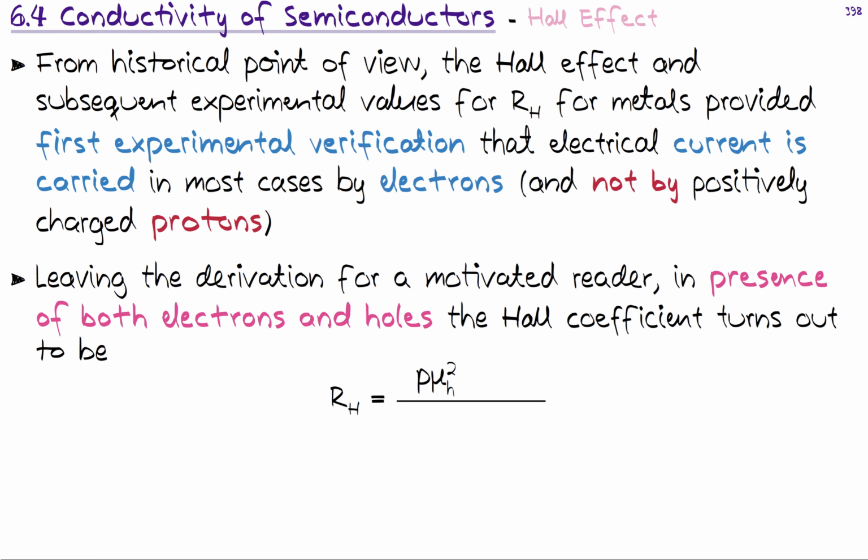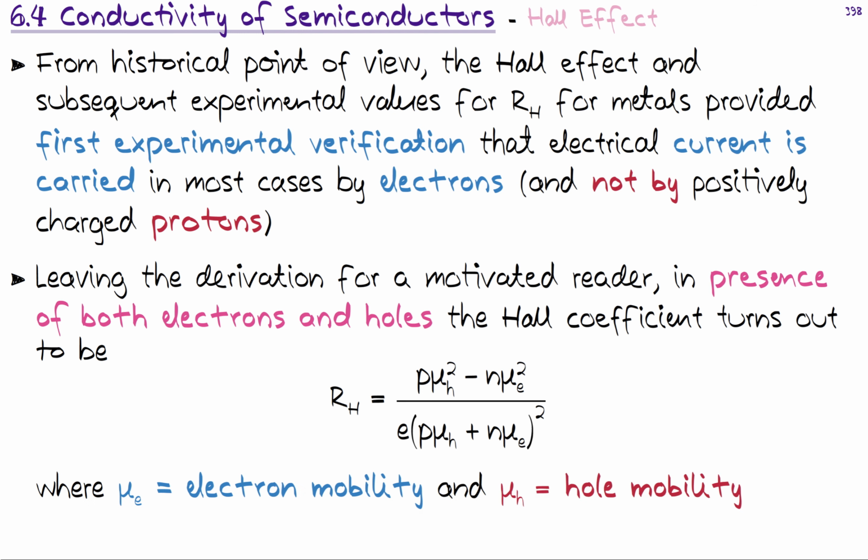the hole concentration P times the hole mobility squared minus the electron concentration in the conduction band N times the electron mobility squared. And in the denominator, we have the electric charge, and in the parentheses, we have similar terms: the hole concentration times the hole mobility plus the electron concentration times the electron mobility, all squared. Here, mu E is the electron mobility and mu H is the hole mobility. So this is how we could estimate and measure the Hall coefficient, and in principle we would get information on the carrier concentrations of our piece of semiconducting solid.